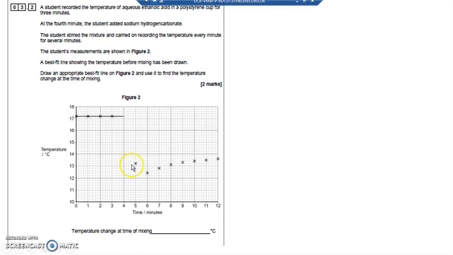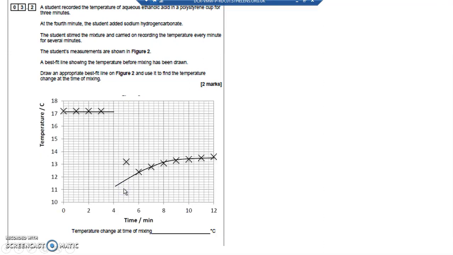Now this, I ignore that point, because the reason it's not dropped straight down to here and then come back up is that the thermometer can't respond that quickly. But it will drop down here to about here and then start rising up. I need a line of best fit. Remember, a line of best fit can be a curve. A line of best fit on this, forming a curve and extrapolating back to time 4. I think it's going to work out 11.2.